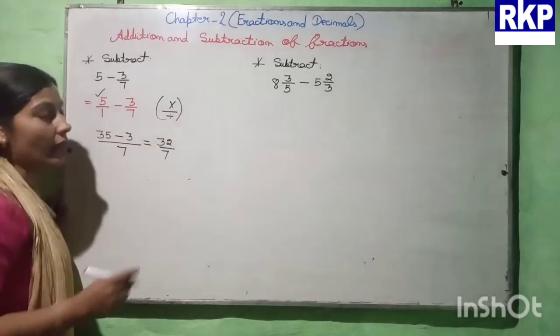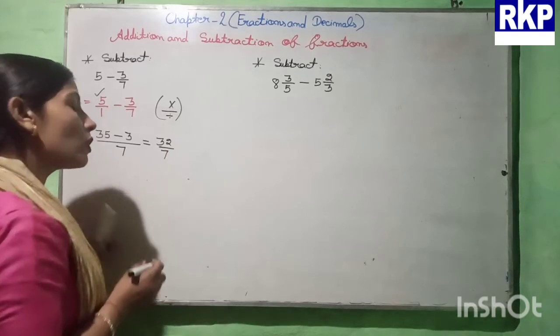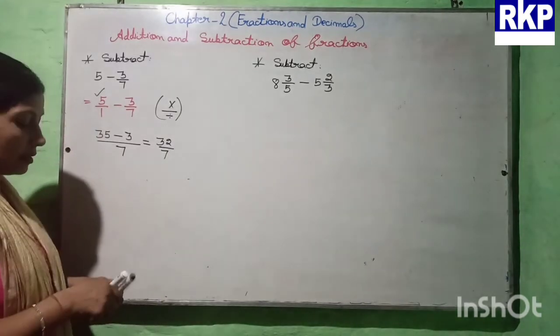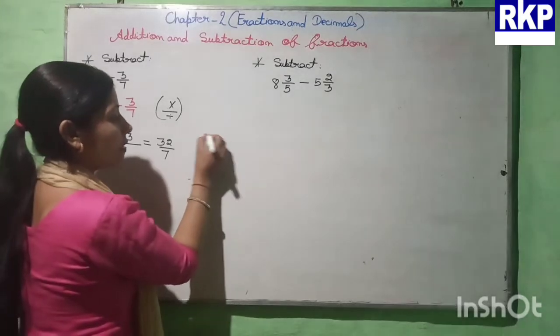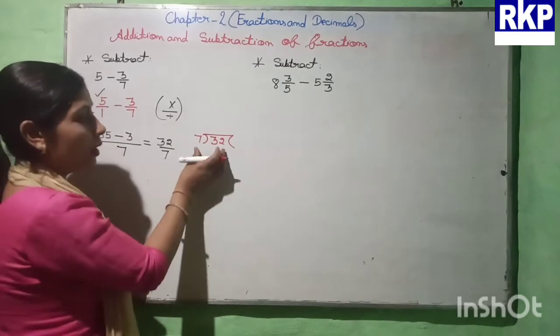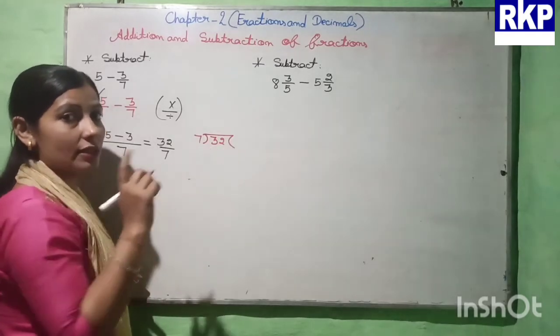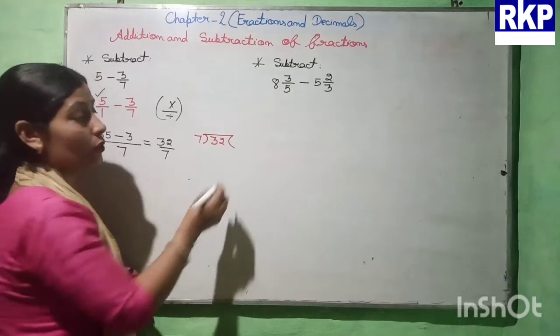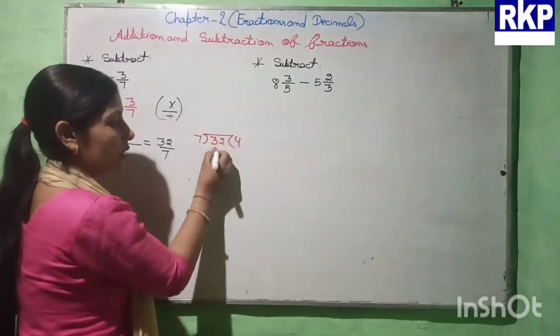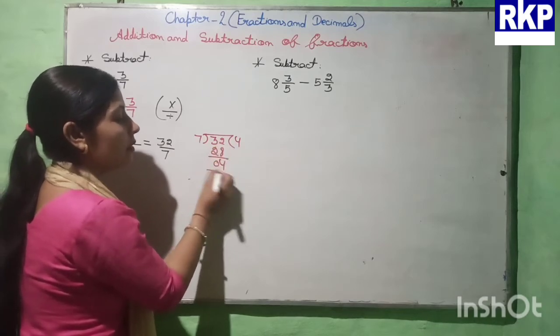32 by 7. And 32 by 7 is an improper fraction. So here we need to convert it into mixed fraction. So let us divide 32 with 7. Okay, and now think about the table of 7. 7 fours are 28, 7 fives are 35 is greater than 32. So we will write here 4. 7 fours are 28. 32 minus 28 is 4.